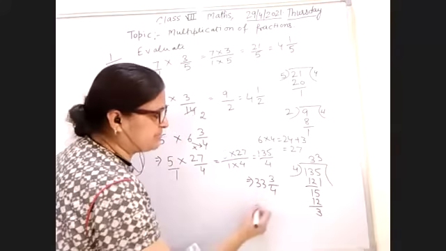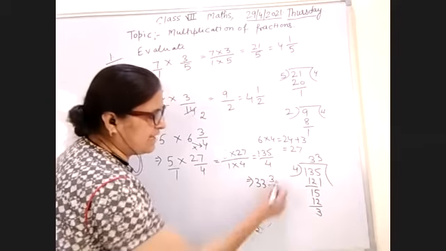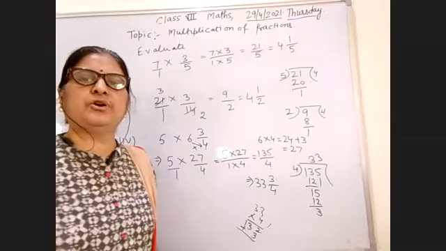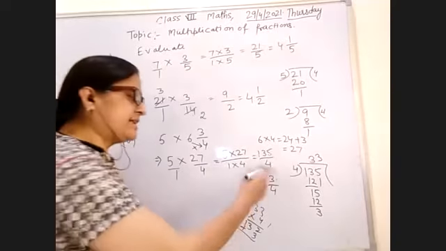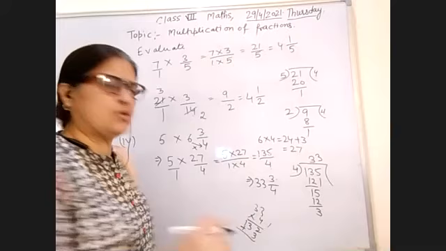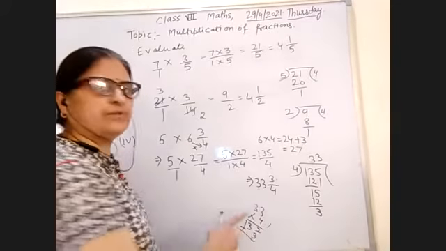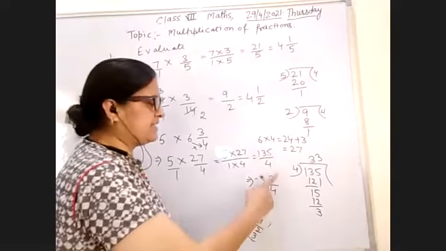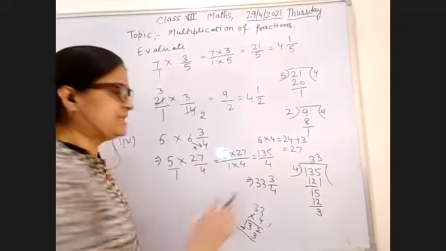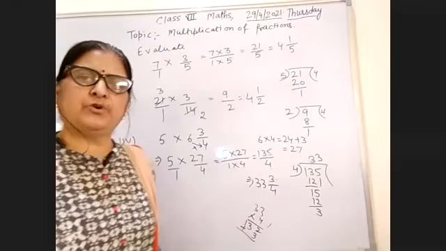When 33 is multiplied by 4, it is equal to 132, and you add 3, it is equal to 135 upon 4. You can check it again and again. If you think that your answer is wrong, you will again check it. 33 into 4 is 132, and add 3, it is 135 upon 4. This is the mixed fraction of 135 upon 4.